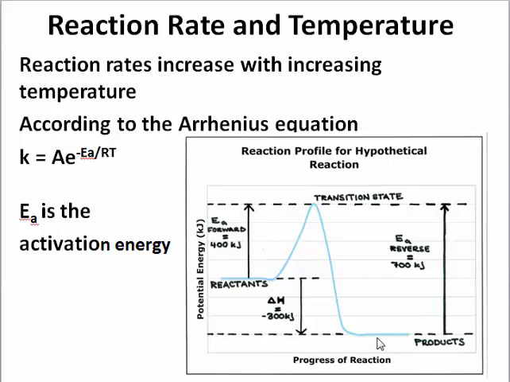Notice that the reverse reaction will have a transition state as well, going from products back to reactants. The transition state energy for the reverse reaction, just doing the energy arithmetic of this graph, is 700 kilojoules. The x-axis shows progressive reaction from reactants to products.